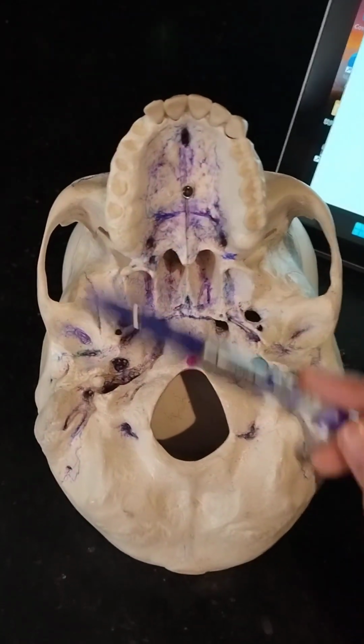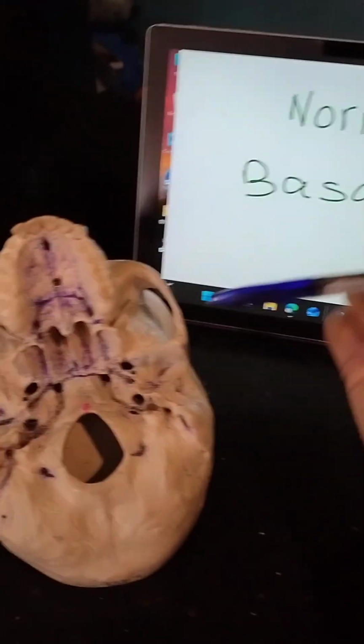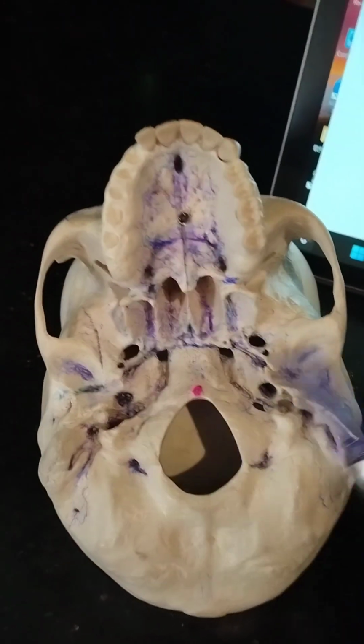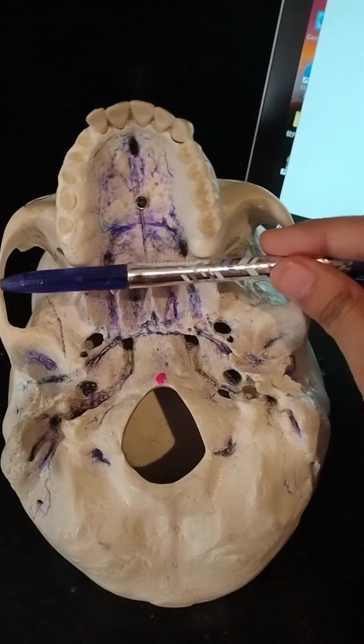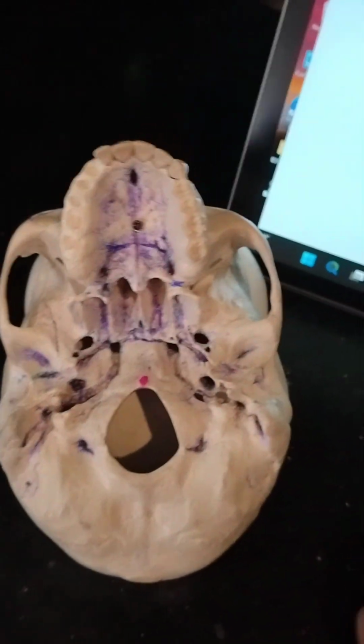This is the inferior view of the skull, that is the Norma Basalis. Now, the Norma Basalis is divided into three parts: the anterior part, the middle part, and the posterior part.